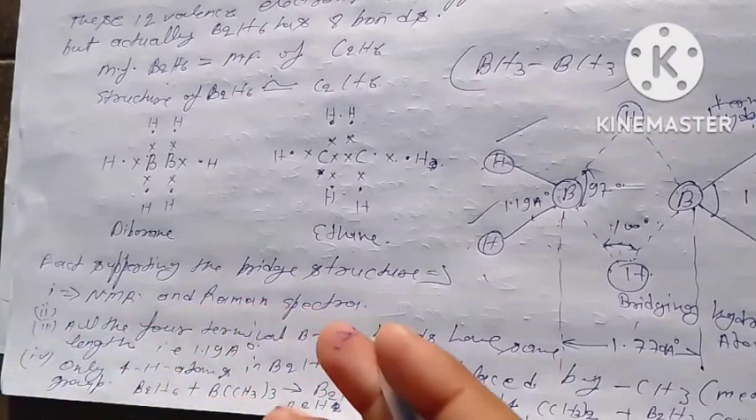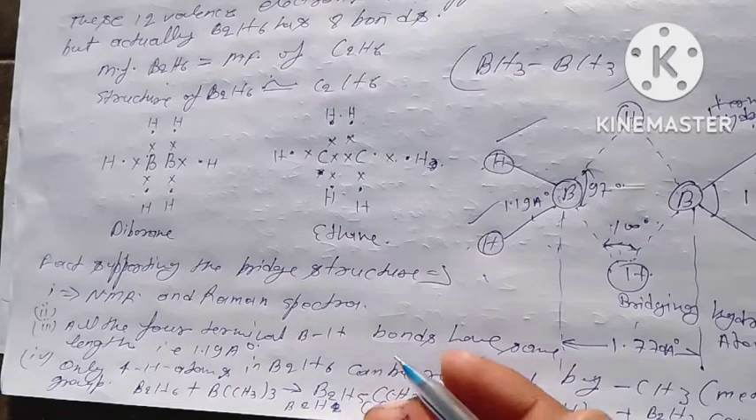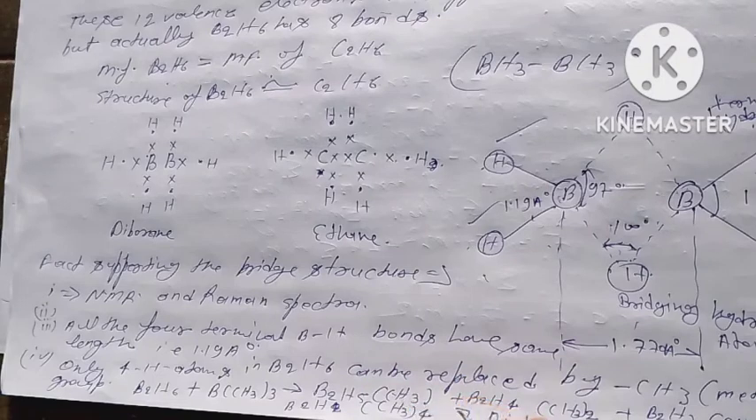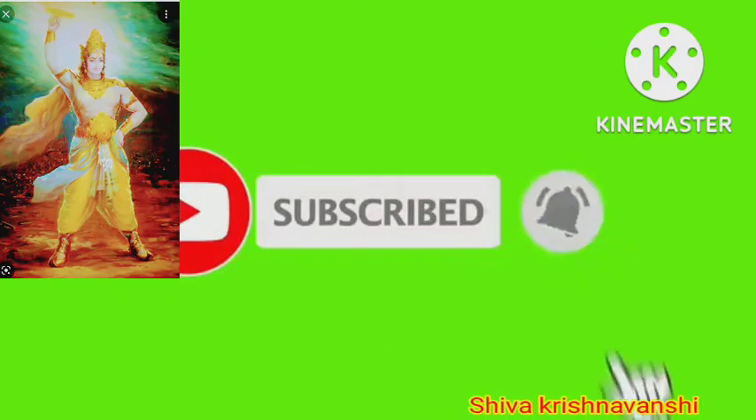This shows that only the 4 terminal hydrogen atoms are methylated, hence the 2 bridging hydrogen atoms cannot be methylated. Okay? And the next heading is nature of bond.